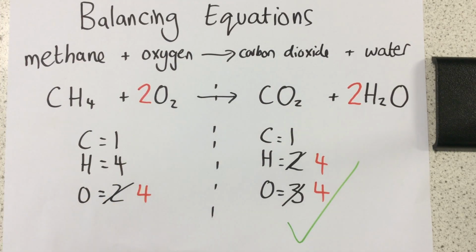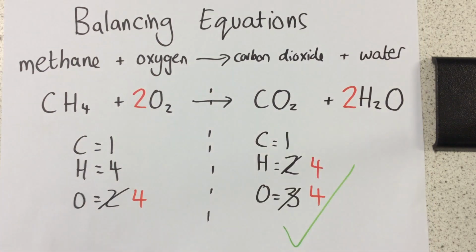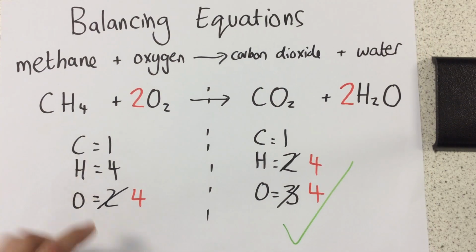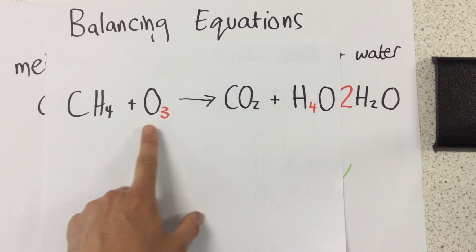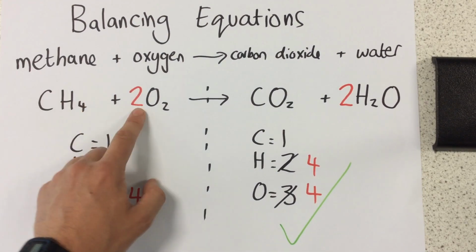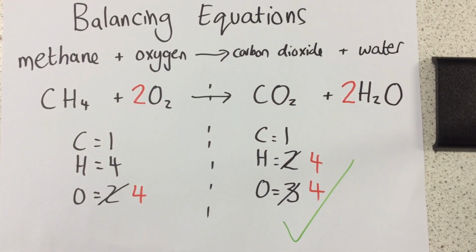So, just to recap, first of all, split your reactants and your products. See how many of each atom you have on each side. Remember, you can never ever put in little numbers. You can only put numbers before molecules. Make sure each and every atom is balanced. And then, well done, you can balance an equation.